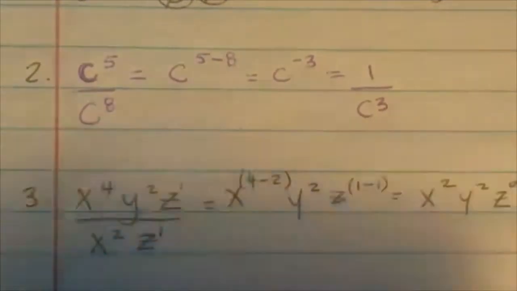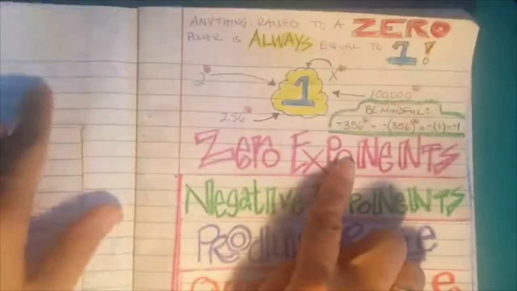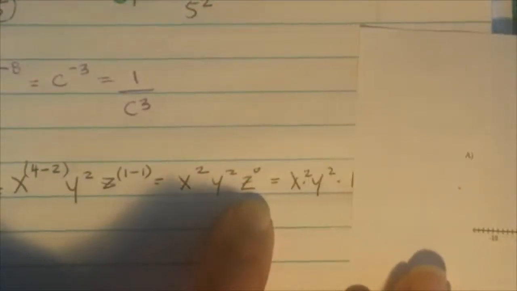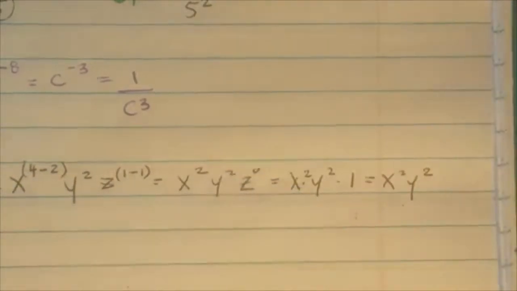Oh, wait a minute. Something is raised to the 0 power. Let me go back in my notes and see what that is. 0 exponents is always equal to 1. So that means z to the 0 is equal to 1. Perfect. Simplify that because anything times 1 is just whatever it is. So x squared, y squared.